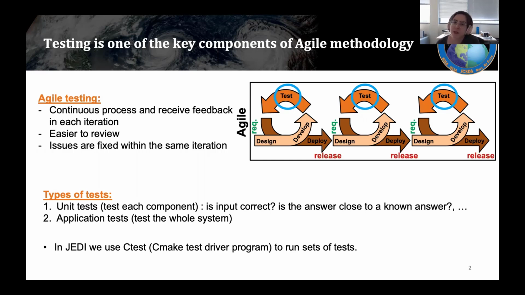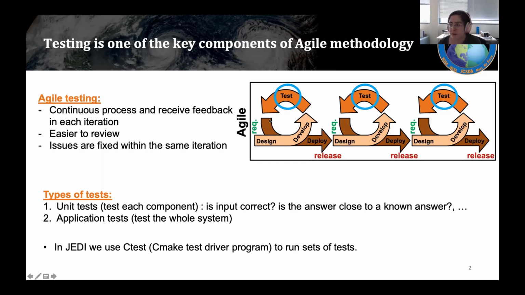So in the development of JEDI, we use a variation of agile methodology. That means that we develop the code in an iterative process. So we break the code into smaller pieces. We set smaller goals or targets, and then we work on these pieces or goals in one iteration. So we develop that piece of code, and then we run our tests that we have in JEDI.